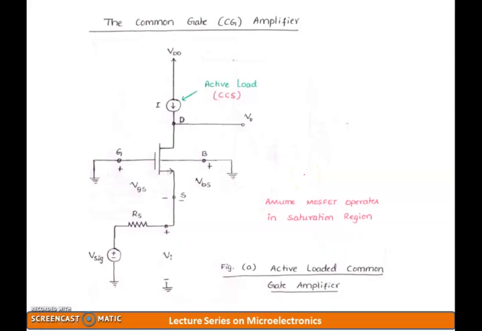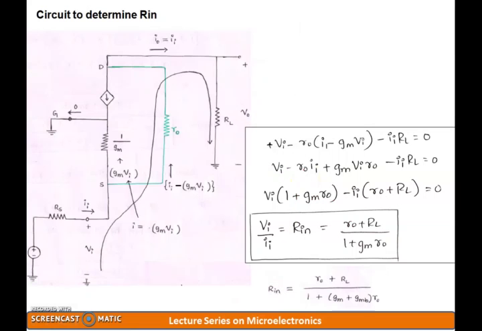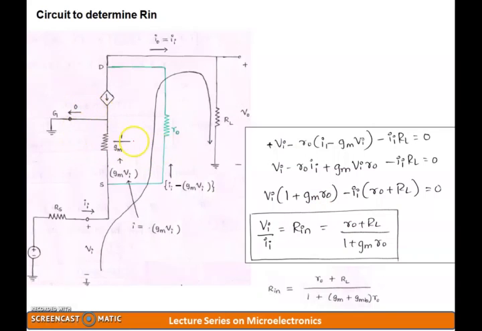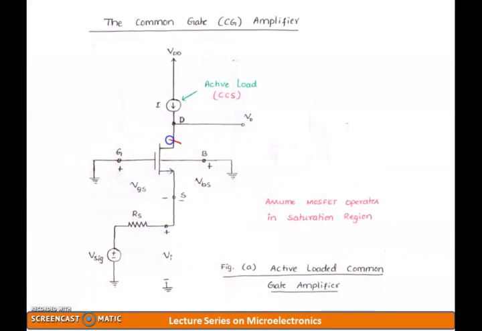Now I could use the T equivalent circuit model, or I could use the small signal equivalent circuit model, depending on the ease of application. I could use any of the models. Here, in place of the MOSFET, I am using a T equivalent model, since that suits the circuit and will make my analysis a little bit easier than using the small signal equivalent model. Now just replace this MOSFET with its T equivalent model.